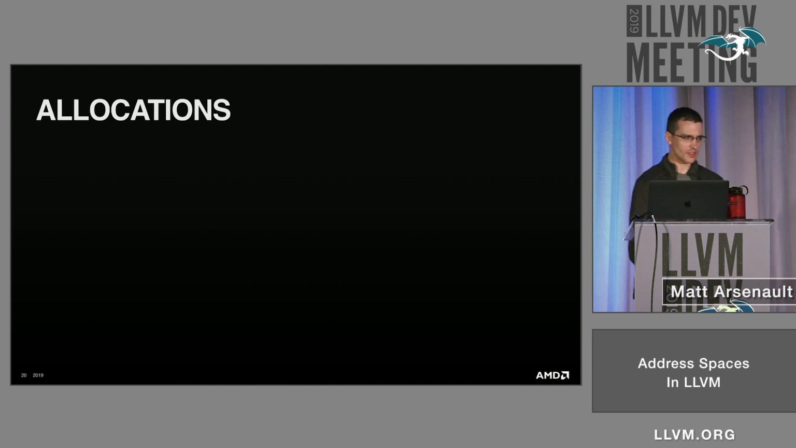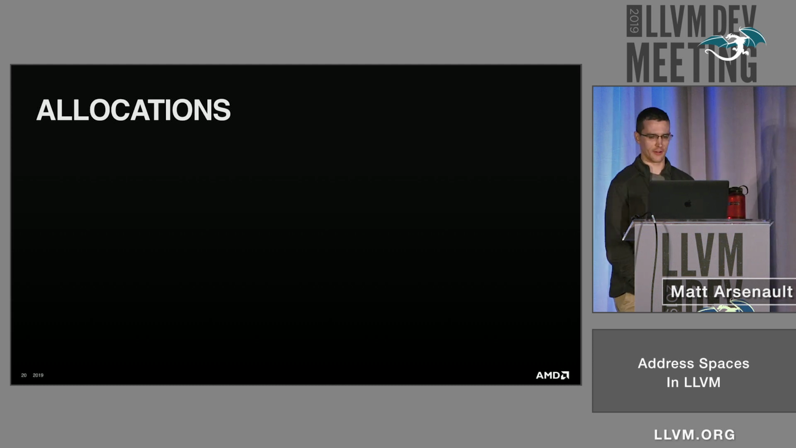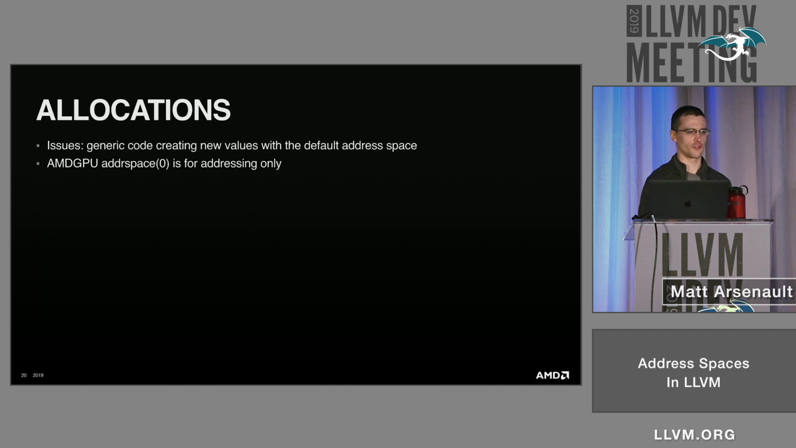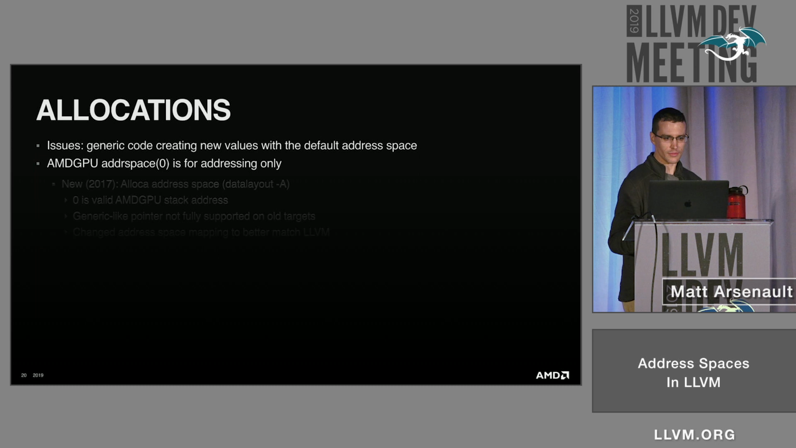New object allocations is an area that has seen work over time that we have issues with. The issue for AMDGPU is code that creates new values with the default address space. For AMDGPU, address space 0 is really supposed to only be for addressing. We don't want to have any objects allocated there. We could deal with it, but it wouldn't codegen as well, and we would have to hack around it, so it'd be nicer if places just created the right address space in the first place.